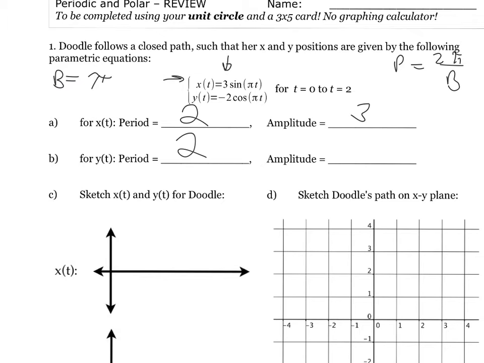Now you're tempted maybe to look at this and say the amplitude is negative 2, but the amplitude isn't defined as being a positive or negative value. It's always positive because we're really thinking about the distance from the midline of the function to its maximum value, and that should be a positive value.